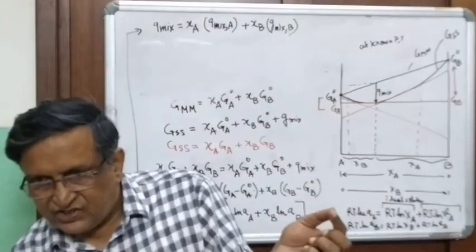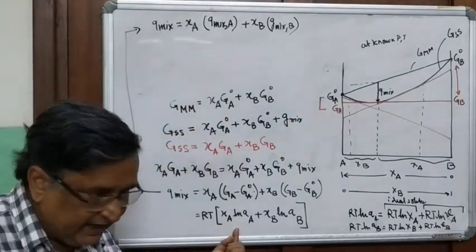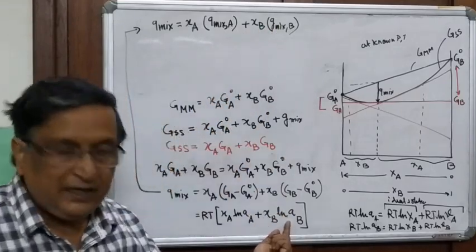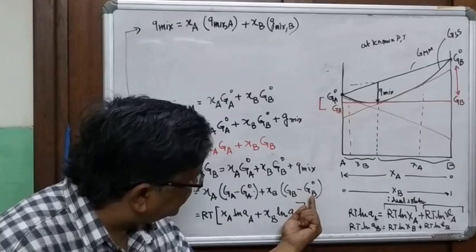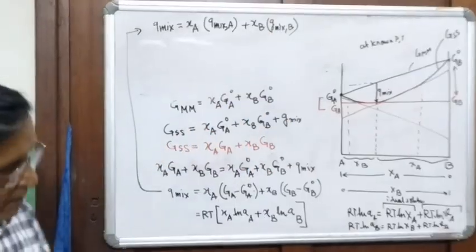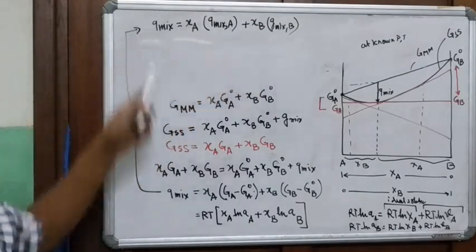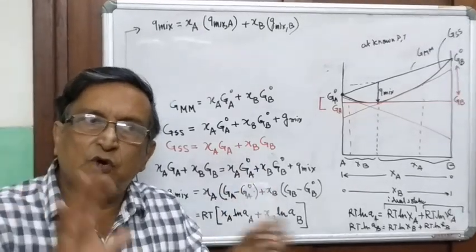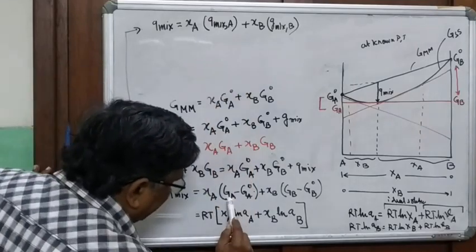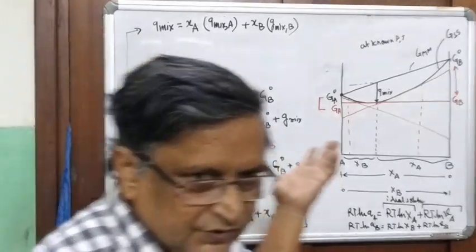One is G mix A, which is nothing but RTL and activity A, and G mix B, which is RTL and activity B, or the XB minus GB0 is G mix. It doesn't matter. But, so it can also be written like this. There is no contradiction here. Then what is G mix A? G mix A is equal to GA minus GA0 is equal to RT ln activity A. Same.